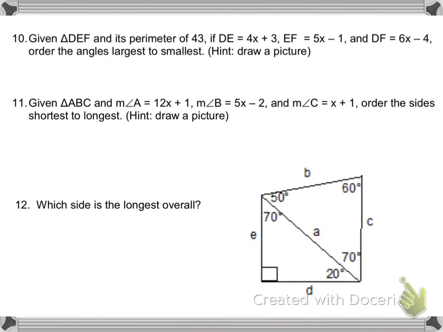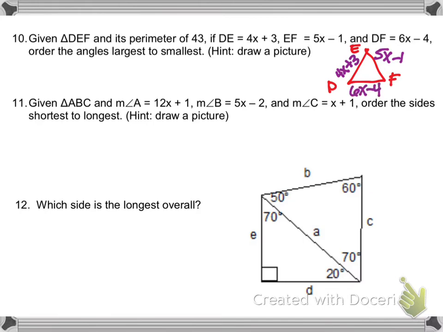All right, number 10 says, given DEF and its perimeter of 43, and then it gives the 3 sides, order the angles largest to smallest. If you do not draw a picture here, this is not possible. Okay, so I'm going to draw a picture, and I'll label it DEF, and then I'm going to put all these things on my picture. So it says DE is 4x plus 3, EF is 5x minus 1, and DF is 6x minus 4.